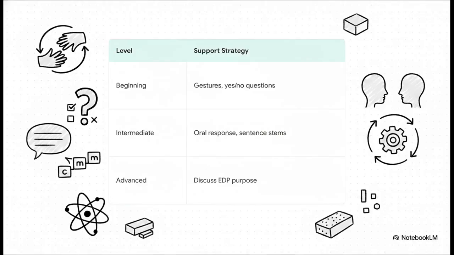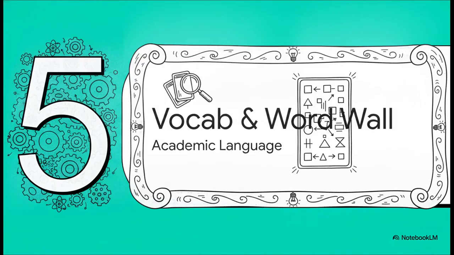To make sure we're reaching every single learner, especially our emergent bilingual students, we have some great supports ready to go. For beginners, use lots of gestures, like bringing your hands together for the word combine, and stick to yes-no questions. Give your intermediate learners extra oral response time and sentence stems so they can practice the academic language before they write. And for your advanced students, challenge them to really discuss the why behind the engineering design process with their peers.